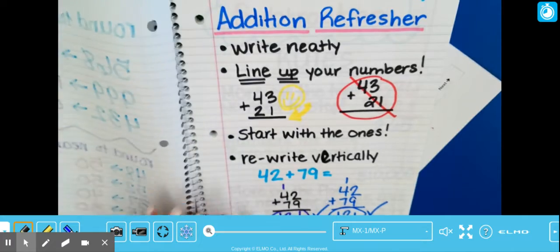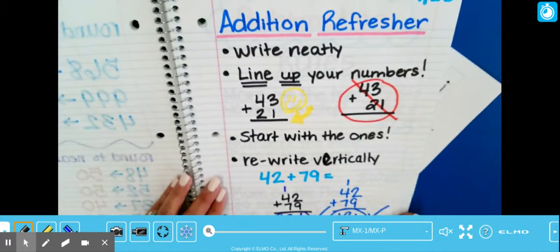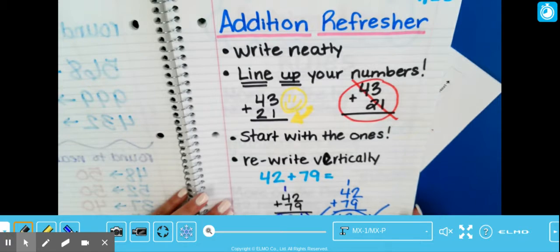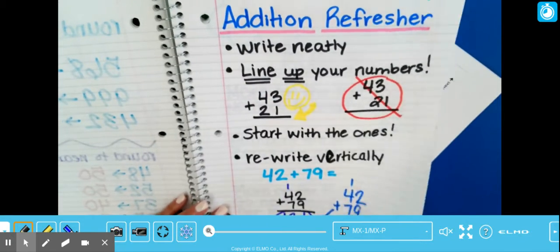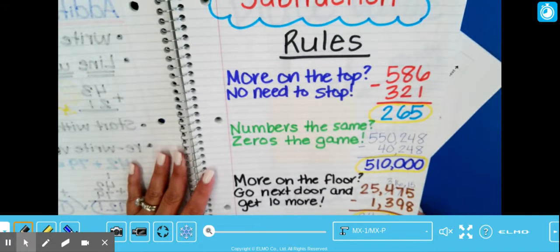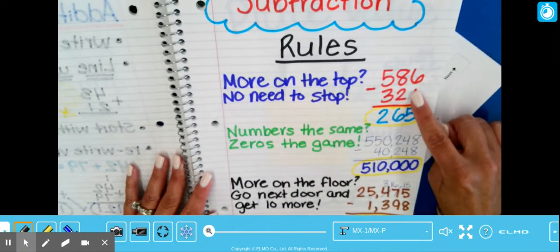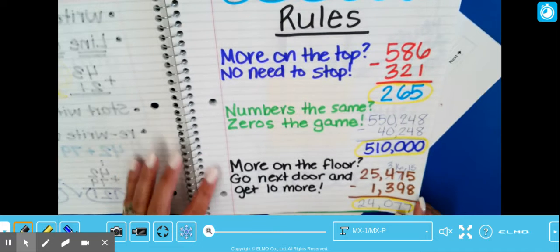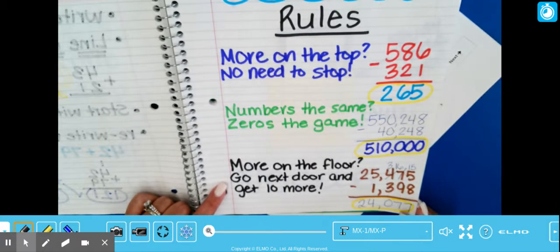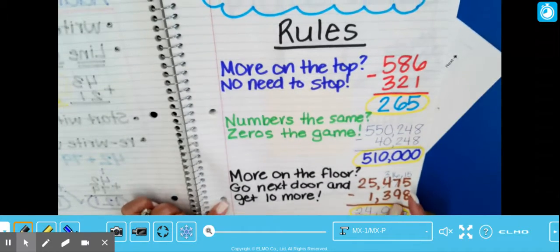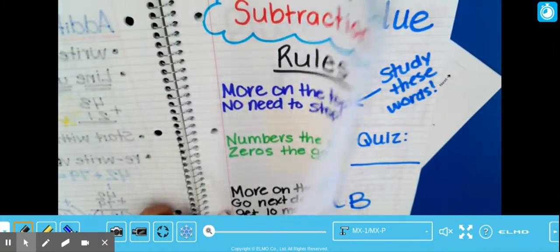We should have some kind of an addition refresher page in here where we talked about the importance of lining up your numbers, starting in the ones column. Some subtraction notes that we should have in our notebook. We always want to start in the ones column. More on the top, no need to stop. Numbers the same, zeros the game. More on the floor, go next door and get 10 more. And that's all about regrouping there. We're going to be talking a lot more about subtraction in the coming weeks.